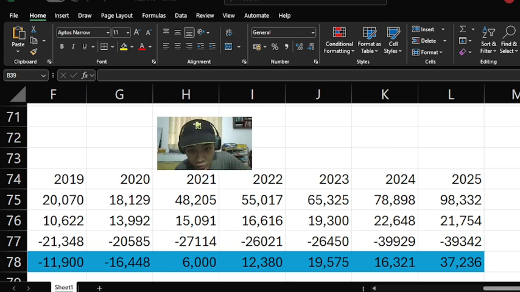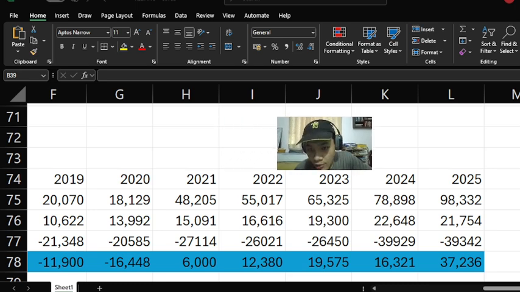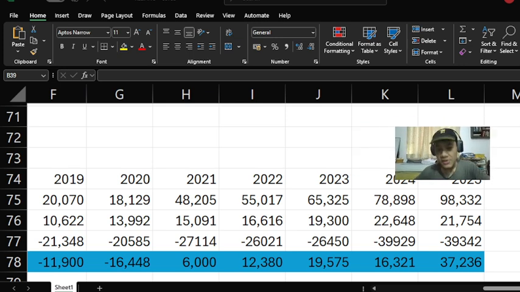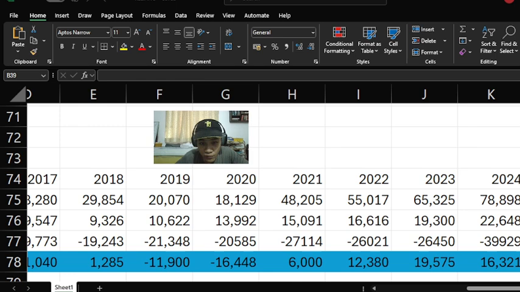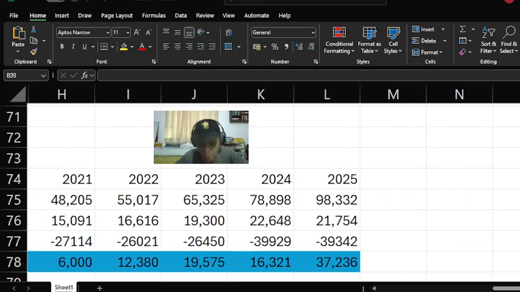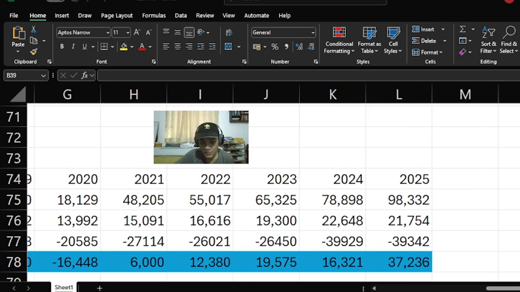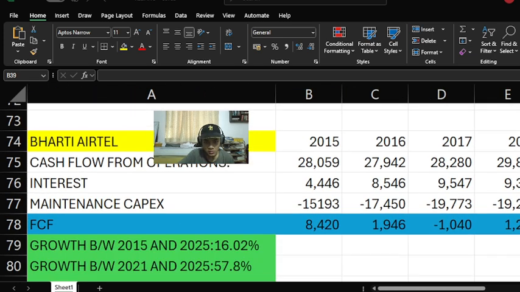Look at this, 6,000 crores. Then 2022, 12,000. 2023, 19,000. 2024, dip to 16,000. 2025, massive increase to 37,000 crores. 37,236 crores of free cash flow. Okay. Very, very fluctuating and often negative before 2020. After that, over the last 5 years, we have seen massive, massive increase. Wow. Nice.